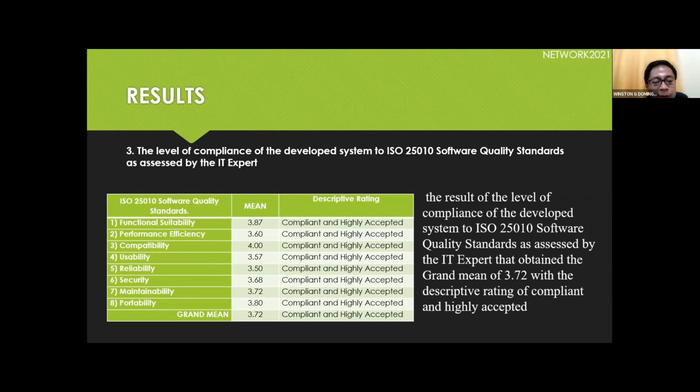So the functional suitability got 3.87, with the descriptive rating of compliant and highly accepted, and even the performance efficiency got 3.60, compliant and highly accepted. So all the indicators of the ISO 25010 software quality standards got the descriptive rating of compliant and highly accepted.